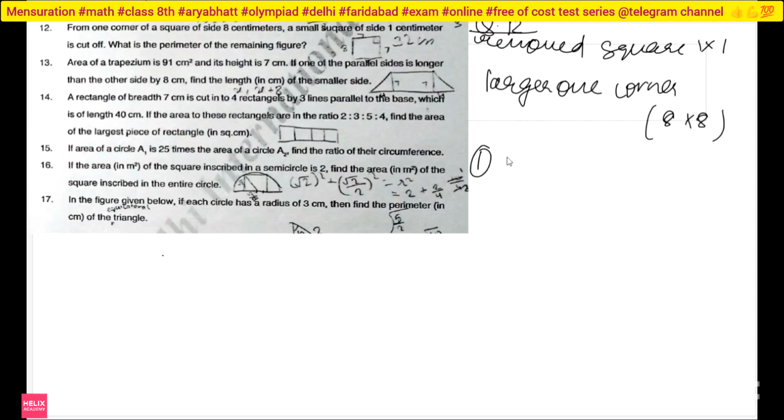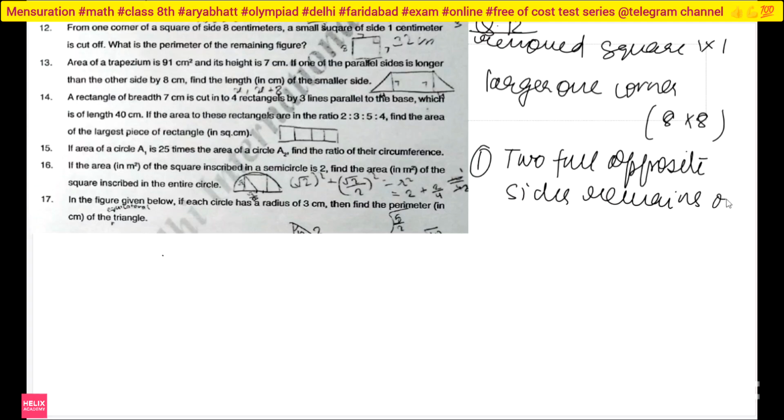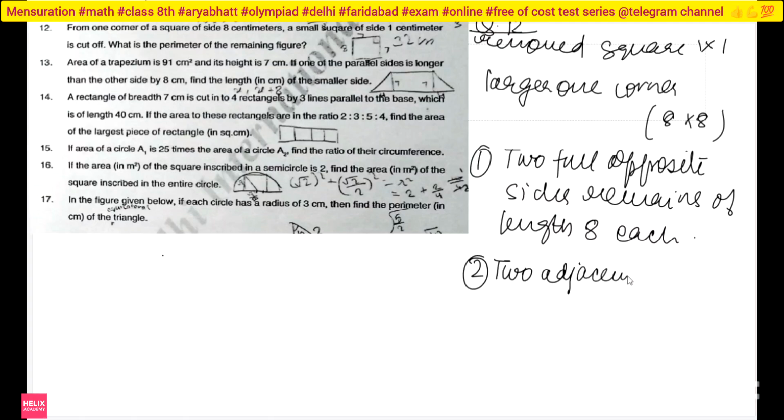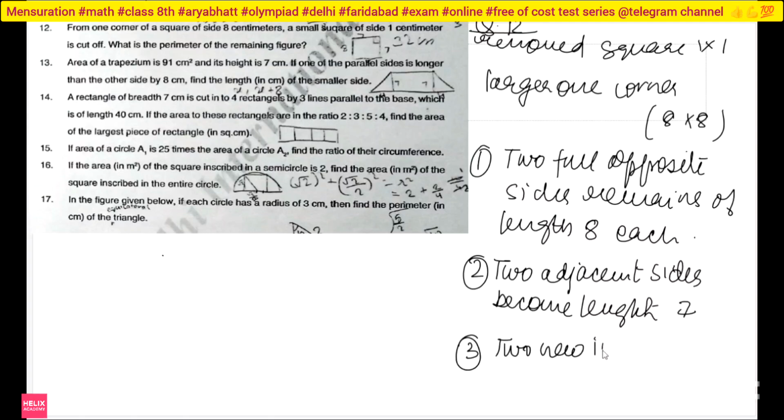So here we have two conditions. Two full opposite sides remain of length 8 each. Two adjacent sides become length 7, and two new inner edges of length 1 appear. This will be the conditions.